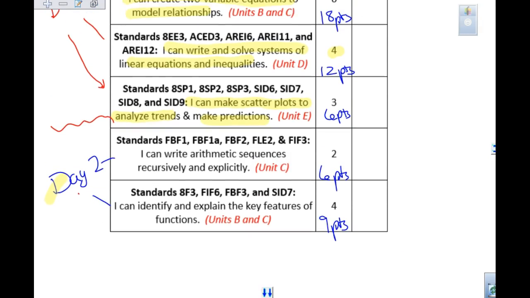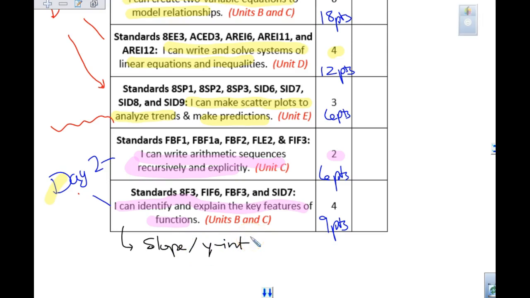is going to continue, and we are going to be looking at the sequences. So I can write a sequence, both recursive and explicit, 2 questions, 6 points. I can identify and explain features of functions. That's unit B and C. When I'm talking about features of functions, I would say I'm looking at the slope and the y-intercept. So when I look at that question, I'm going to kind of be looking at, oh, what is the slope? Those are key features of linear. And the y-intercept. What does it tell me in this problem?